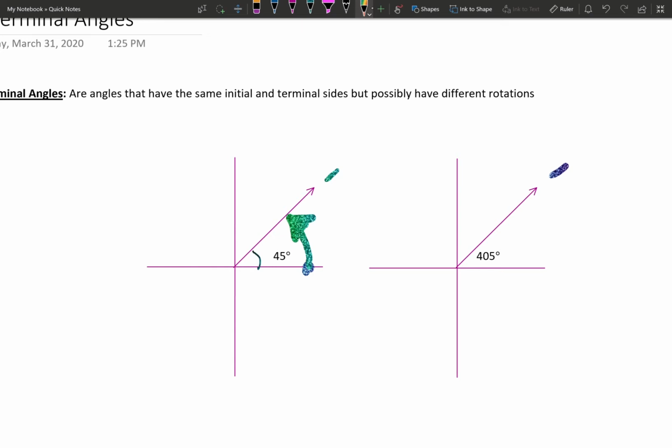Well, in our first example, 45 degrees, he started at the x-axis and went to the ray. For 405 degrees, he started at the x-axis, passed our ray, went one full circle, and then went to this ending position. So do you see the difference? One went up 45 degrees, one made one full rotation before they went up 45 degrees. Well, one full rotation is 360 degrees. So 360 degrees plus 45 degrees is what? 405 degrees. See how that works?